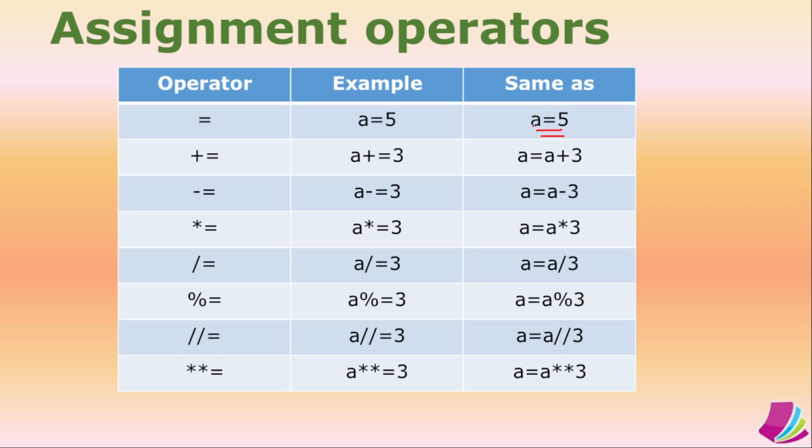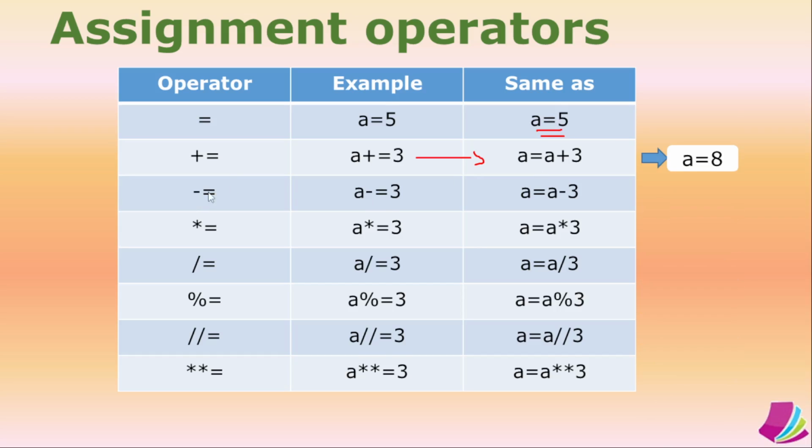So let us use this variable a to execute the rest of the expressions, right? The next operator is plus equal to. So a plus equal to 3 is equivalent to a equal to a plus 3. If you are aware of C programming, you might have seen these expressions, right? So a plus equal to 3 is equivalent to a equal to a plus 3. We have 5 here, so the answer will be 5 plus 3 equal to 8.